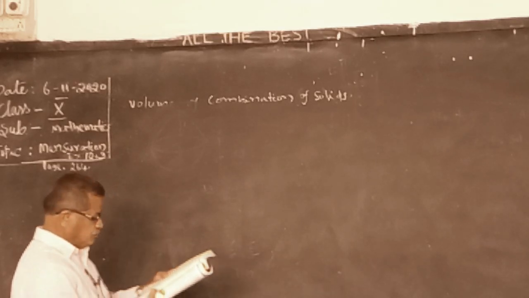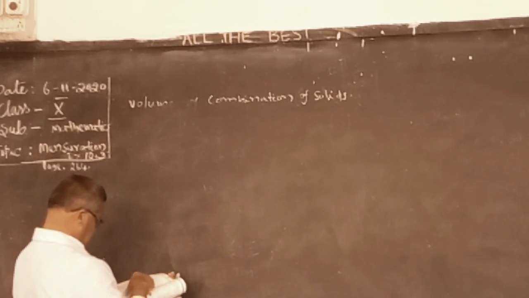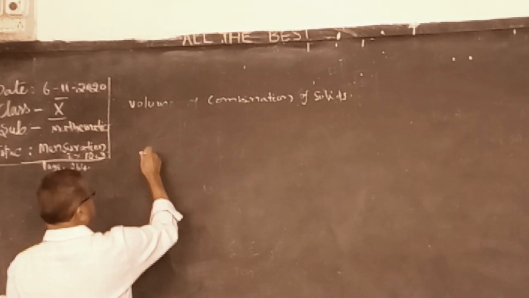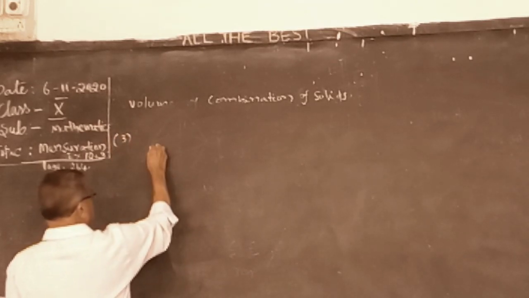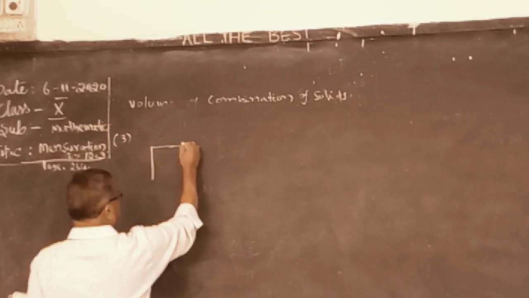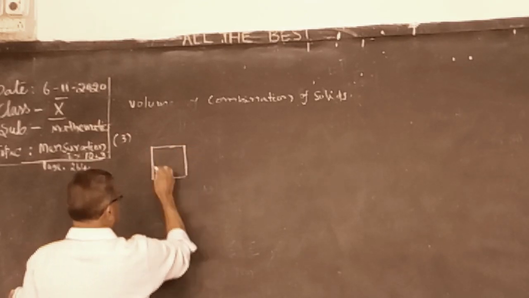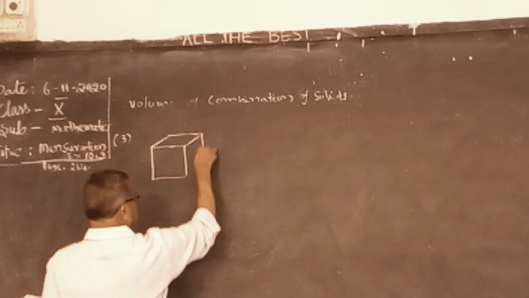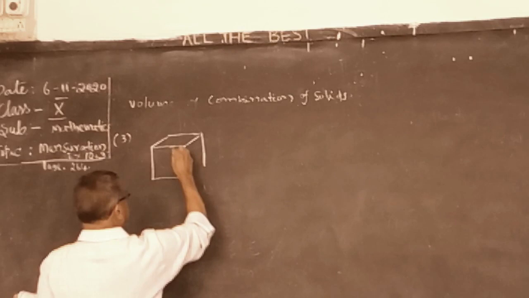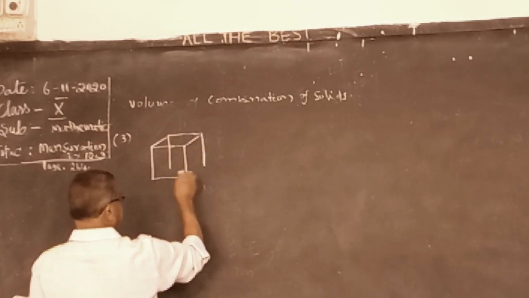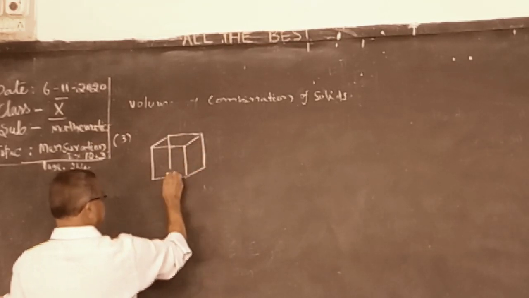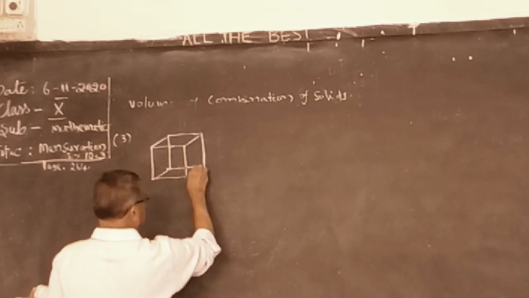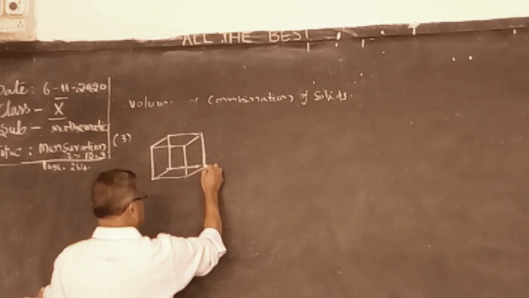Third problem, the circular cone that can be cut out of a cube. So first you draw a cube. Third problem, you draw the cube. Yes, this is the cube.